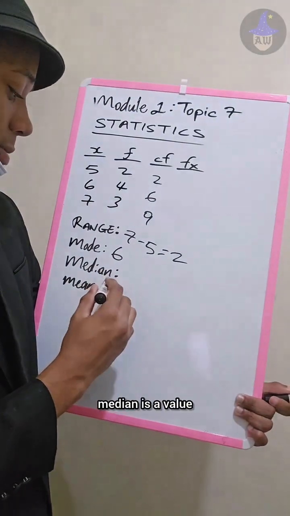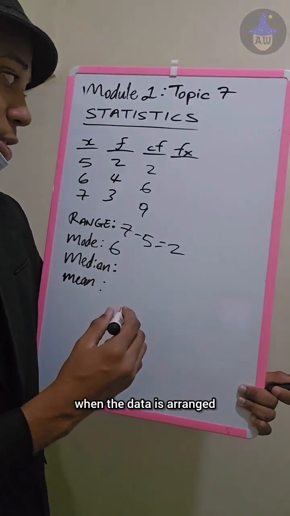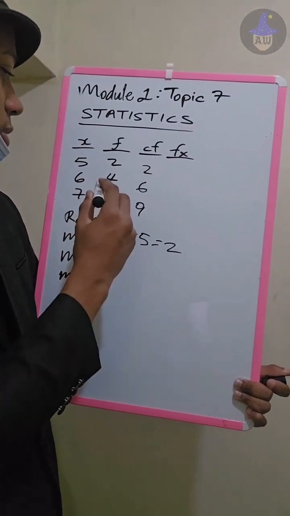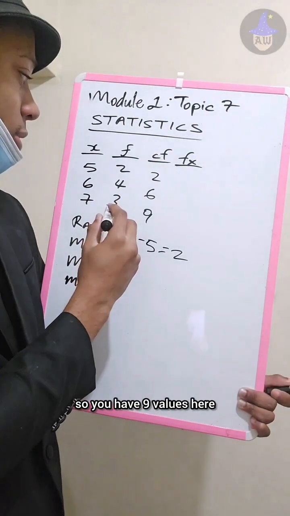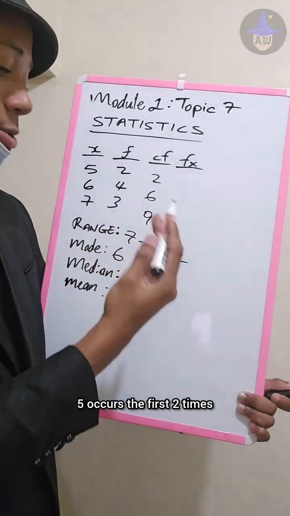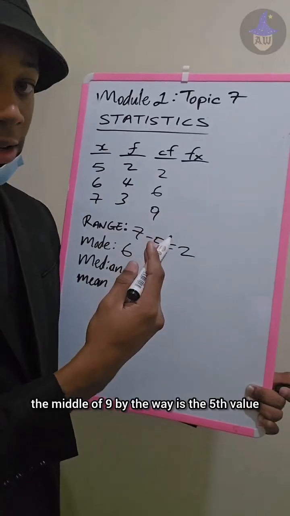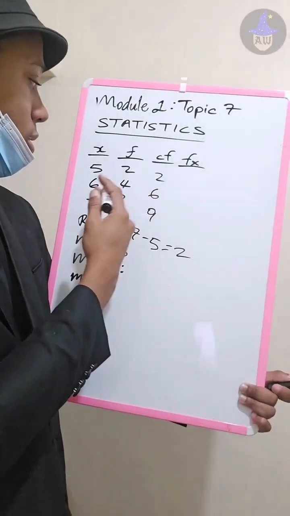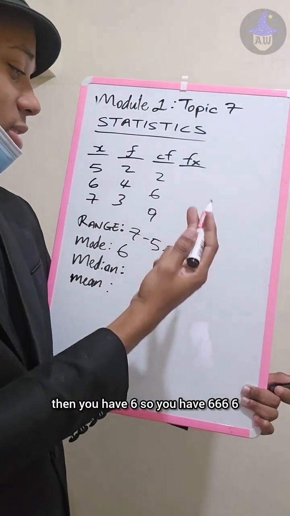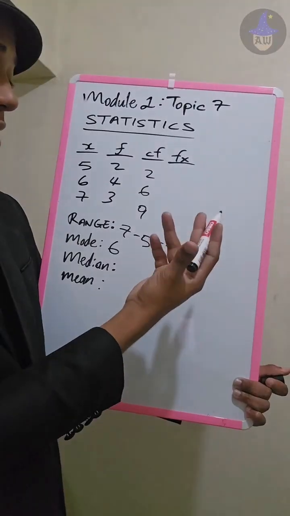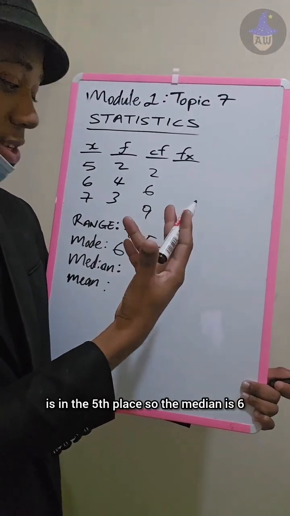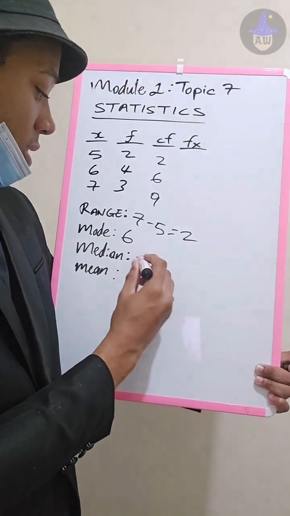Median is the value that's in the middle when the data is arranged. So you have 9 values here. 5 occurs the first 2 times. The middle of 9, by the way, is the 5th value. Then you have 6. So you have 6, 6, 6. 6 is in the 5th place. So the median is 6.